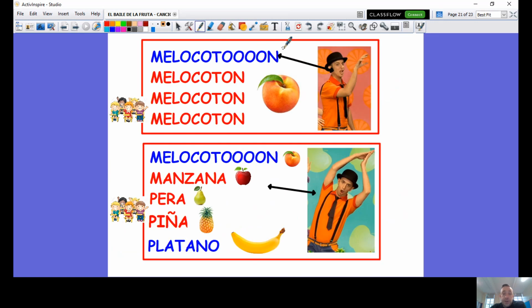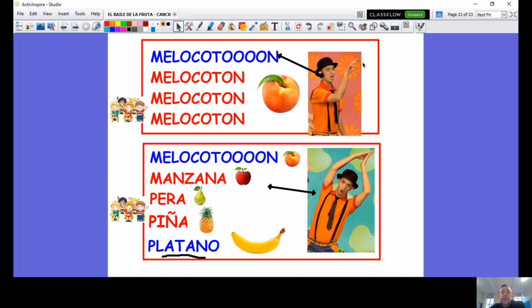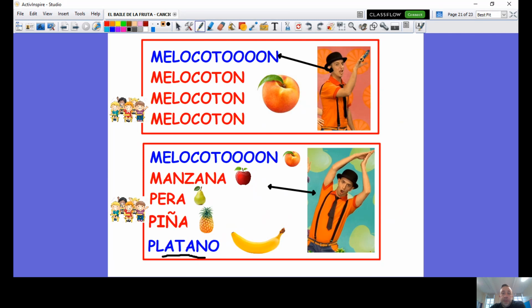Last verse, Nacho repeats the melocotón. And then he's going to do the same thing again, but he introduces plátano. So, Mr. Bell is Nacho. When I finish, you repeat after me. Here we go. Melocotón, melocotón, melocotón, melocotón. You repeat. Melocotón, melocotón, melocotón, melocotón. Now, Nacho's going to do all five fruits.